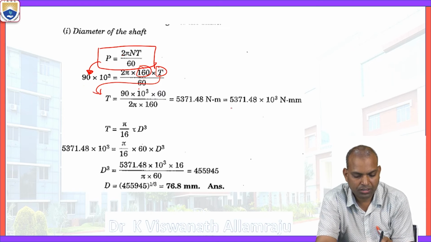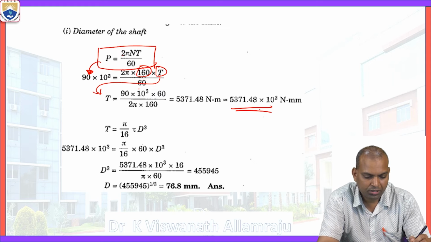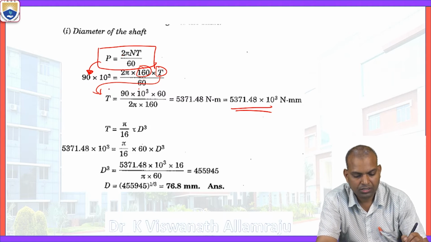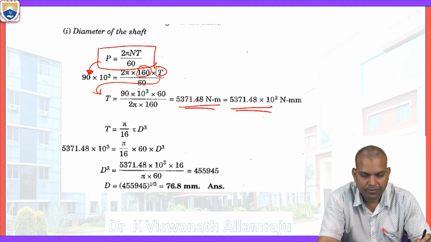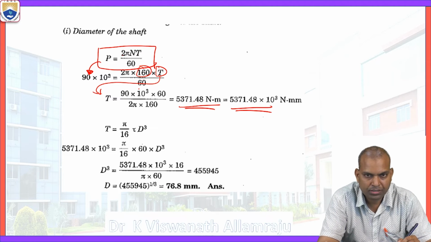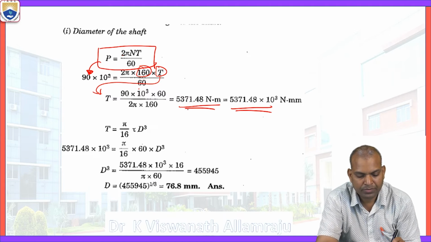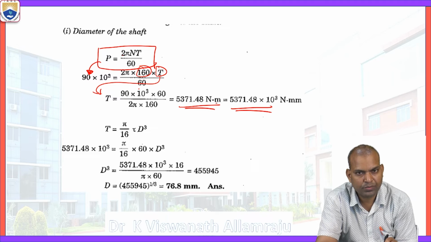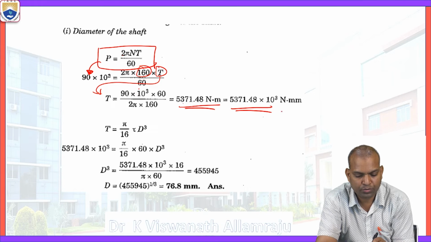The torque comes to 5371.48 Newton meters. Convert it into Newton millimeters in order to maintain dimensional homogeneity. So 1 meter equals 1000 millimeters, so multiplying with 1000 gives 5371.48 times 10 cube Newton millimeters.